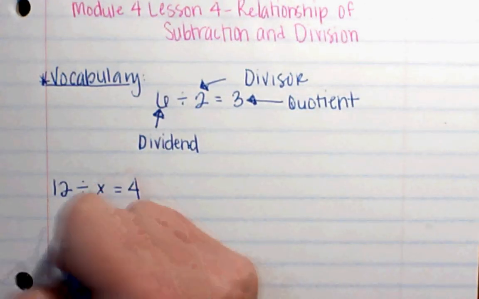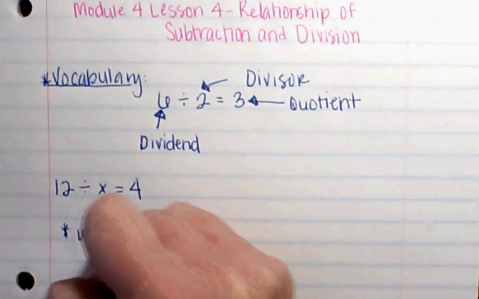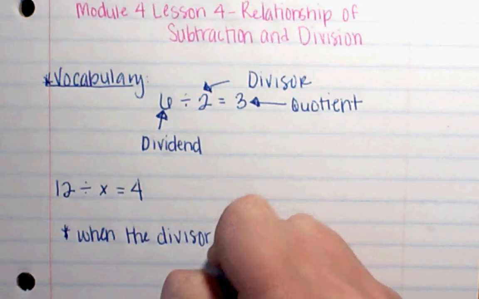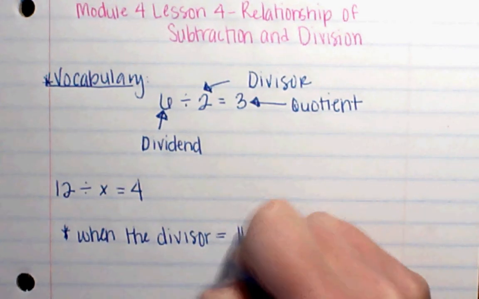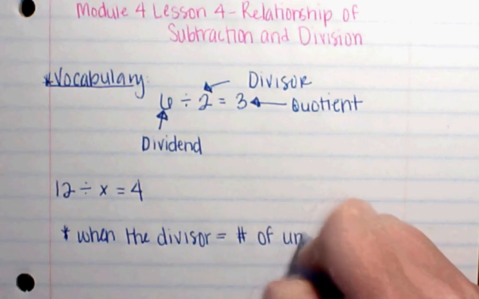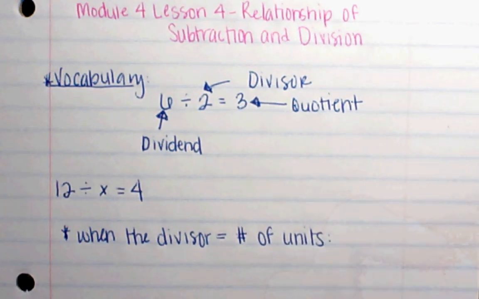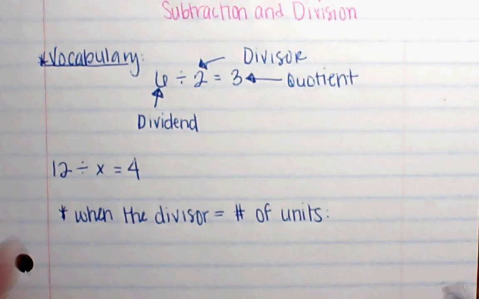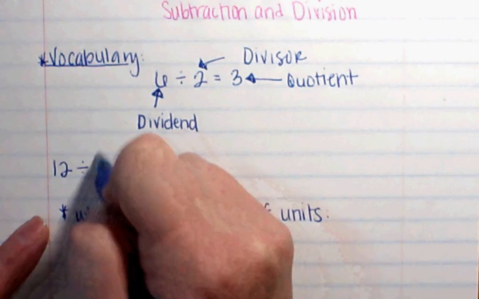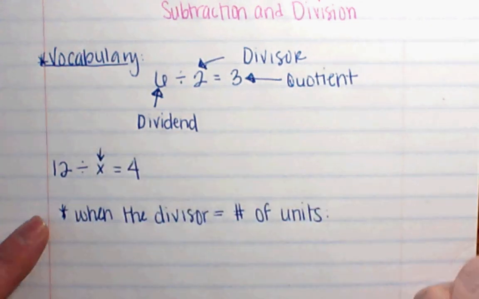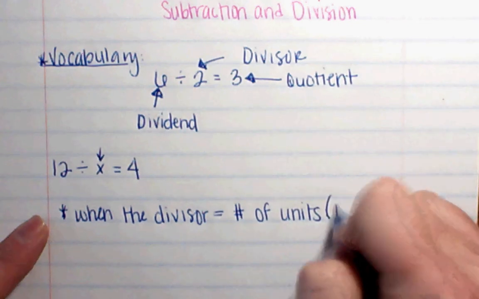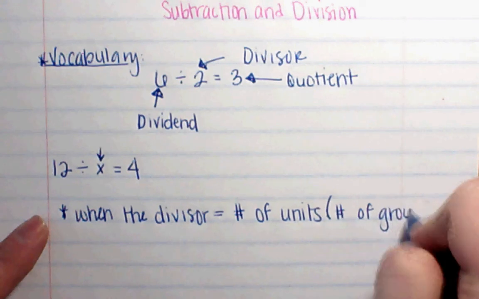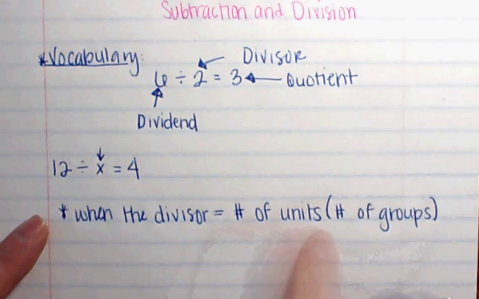So when the divisor equals number of units, it's going to look a certain way when we solve it. So when the divisor equals the number of units, this is how you solve it. The divisor is right here, so it represents the number of groups. Number of units, number of groups. Make sure you write that in there. So when you see number of units, that means the number of groups.